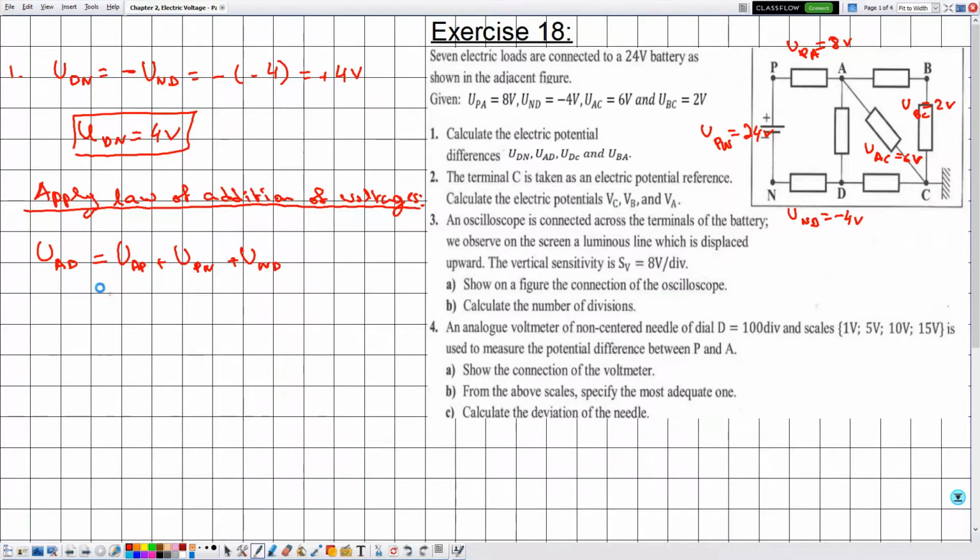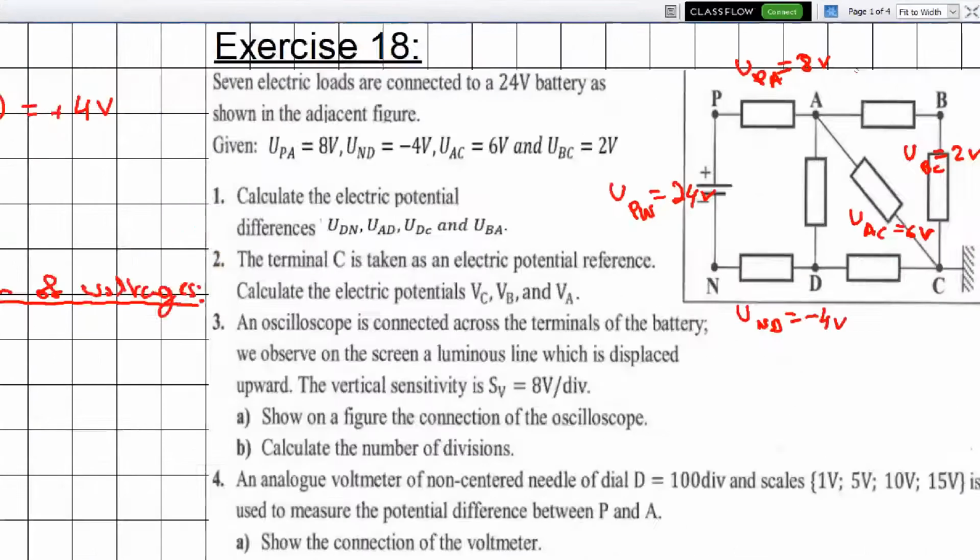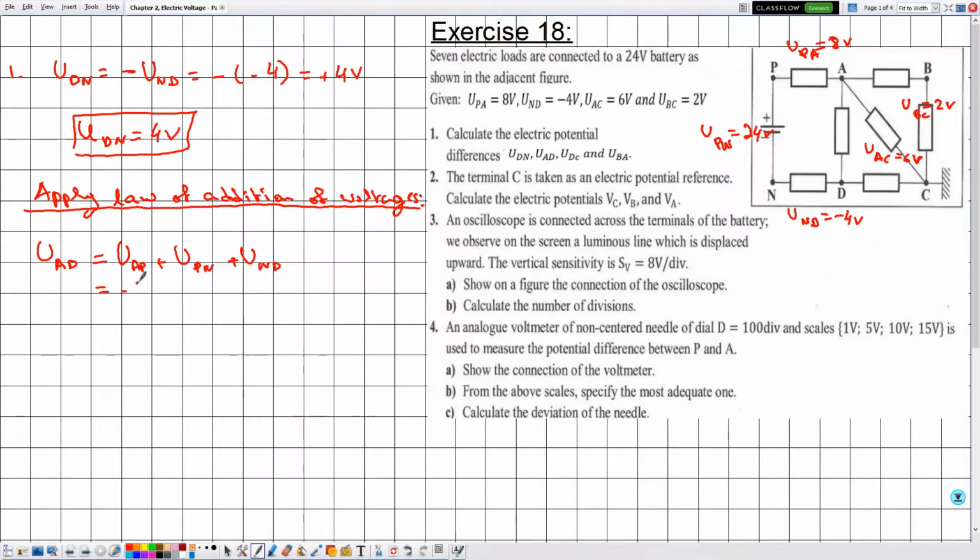So in this case, if UPA is given by 8, then UAP is minus 8, and UPN is given by 24, and UND is given by minus 4. So plugging this on the calculator, this is minus 12 plus 24, so it's given by 12. Everything previously is expressed in the SI, so the value of UAD will be in the SI, which is volts. Then UAD is equal to 12 volts. And let's label this voltage on the electric circuit itself. So UAD is equal to 12 volts. Then we are done with this and this.